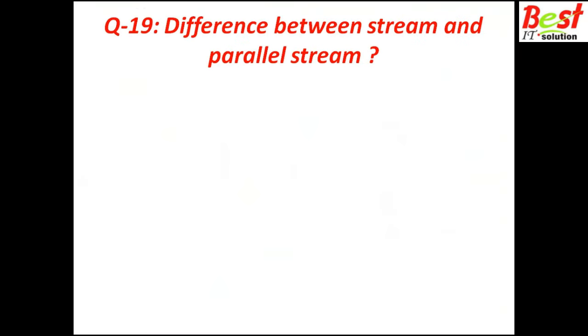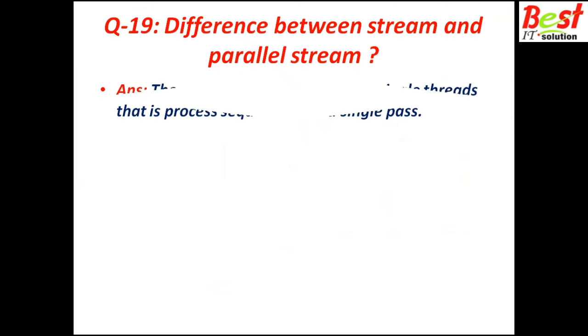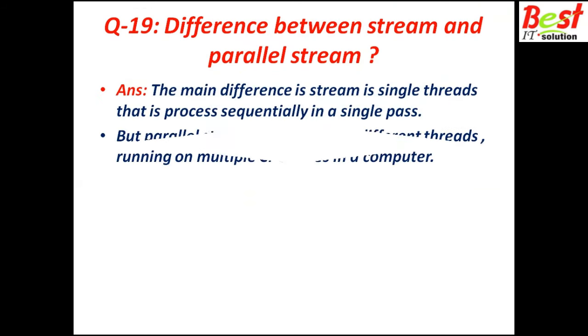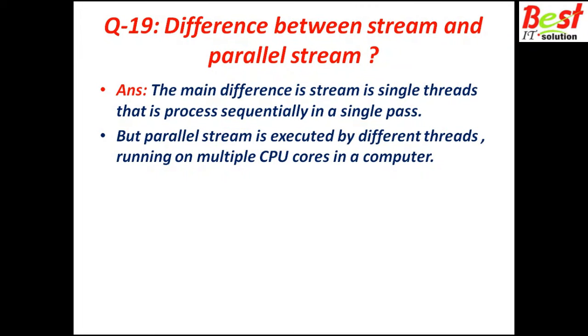The next question is the difference between stream and parallel stream. This is also a very common question. The main difference is that a stream is single threaded and processed sequentially in a single pass, but a parallel stream is executed by multiple threads, running on multiple CPU cores in a computer. That is, stream is single threading and parallel stream is multi-threading.